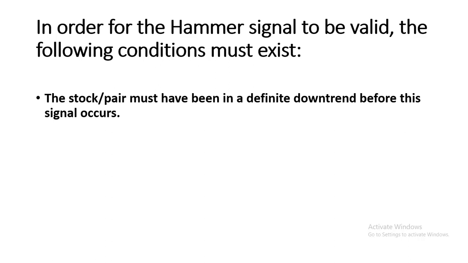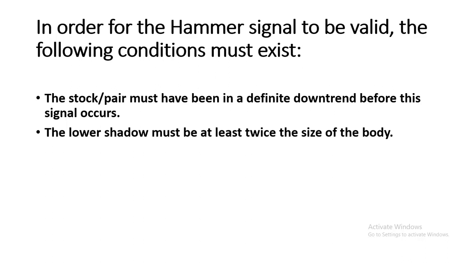Guys, whether you are trading in the stock market by looking at the chart, or trading in the forex market by looking at the chart, if this kind of candlestick pattern forms, the hammer candle, then it works everywhere. And the most important thing is the stock or pair must have been in a definite downtrend before this signal occurs. I will explain later in the live chart how to find it.